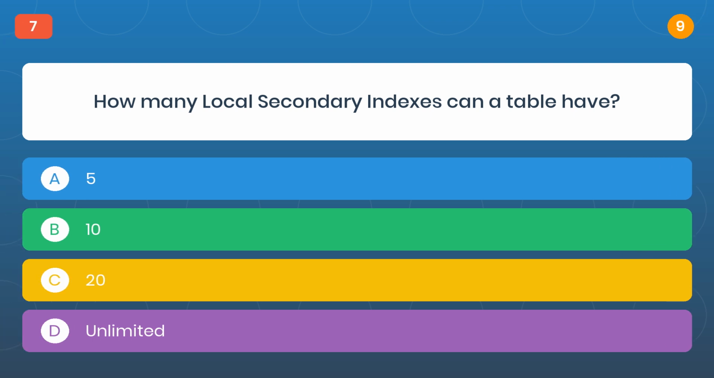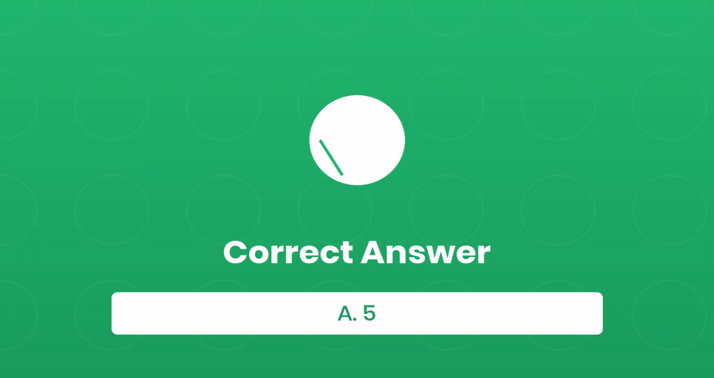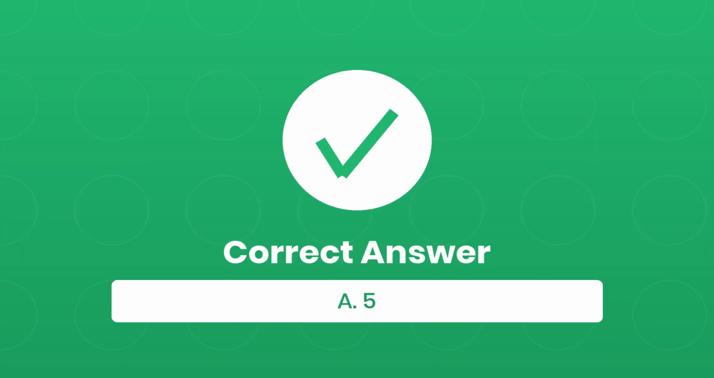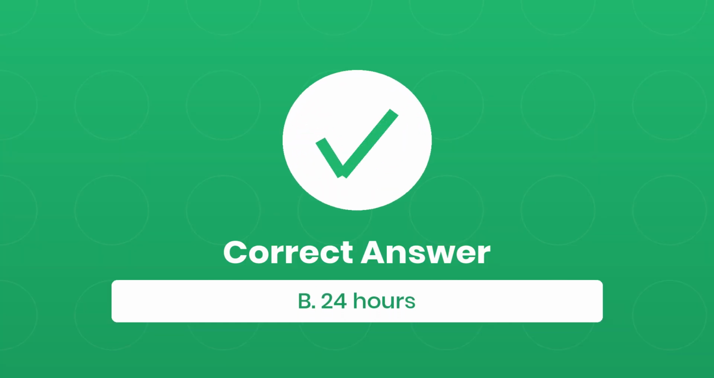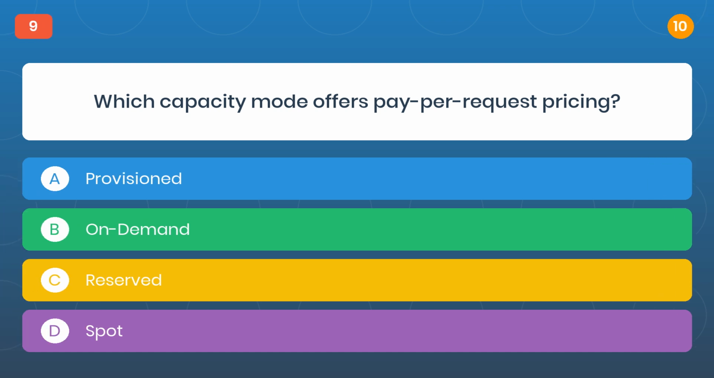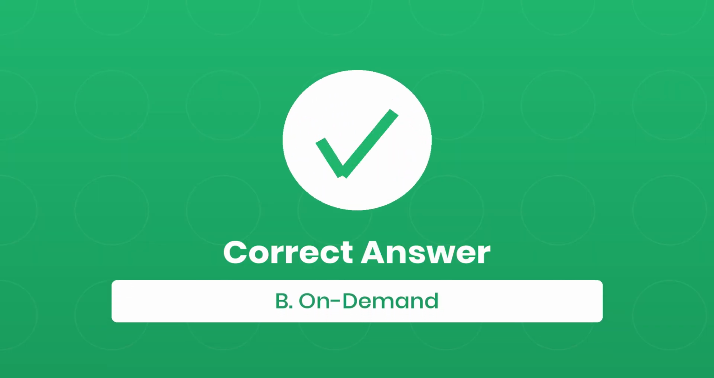Question 7. How many local secondary indexes can a table have? The correct answer is A, 5. Question 8. What is DynamoDB Streams retention period? The correct answer is B, 24 hours. Question 9. Which capacity mode offers pay per request pricing? The correct answer is B, on demand.